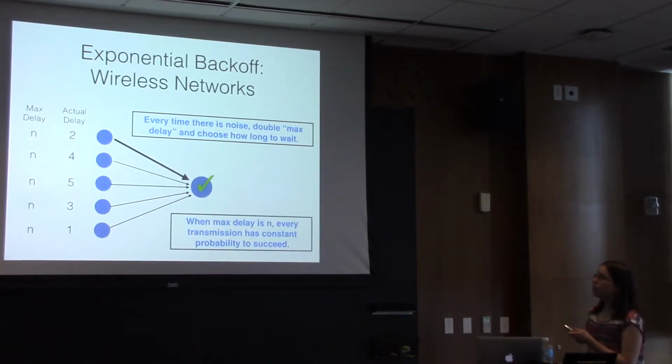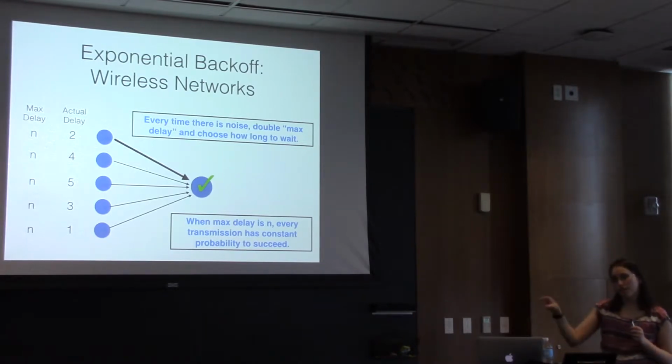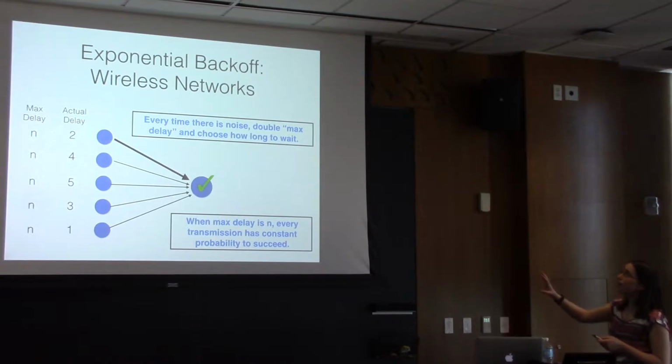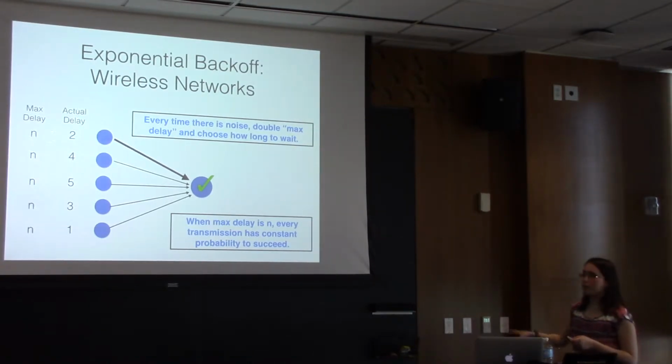Okay, and then this goes on, and as you double your max delay, eventually you get to something that allows messages to go through. All right, and in general, when you have a max delay of n, every transmission attempt has a constant probability that it won't collide with anybody. Okay, and so that's what they do in wireless networks, and they do very similar things in Ethernet and a whole bunch of other models.